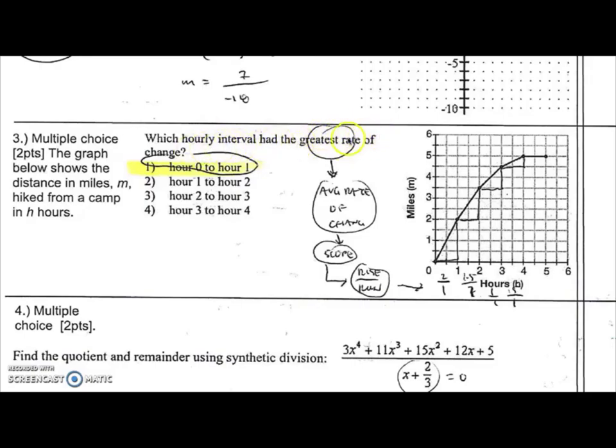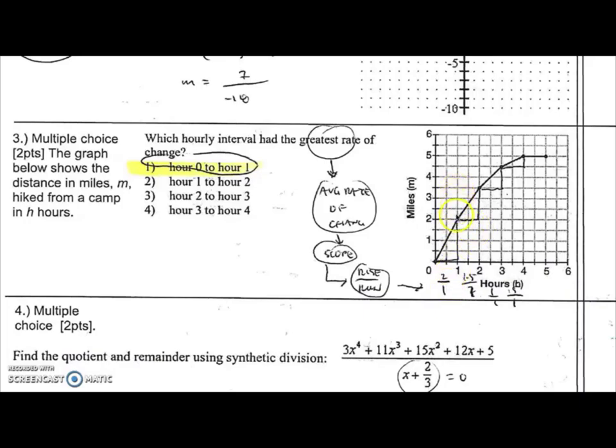Greatest rate of change is just another word for average rate of change, which is just slope. Slope on a graph is rise over run, or you can use the equation from the previous problem. So basically what I have here is my slopes. So here I have a rise of, I'm going up 2 miles over 1 hour. So that means my slope is 2.